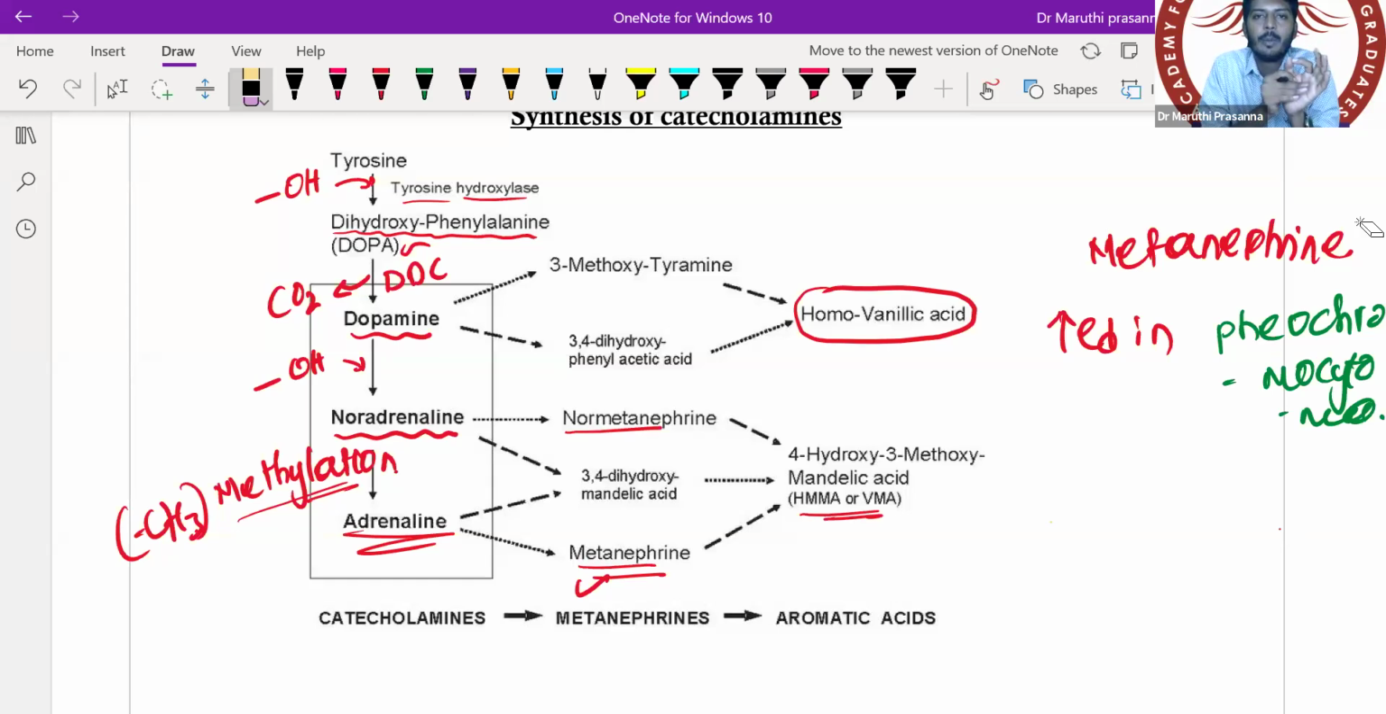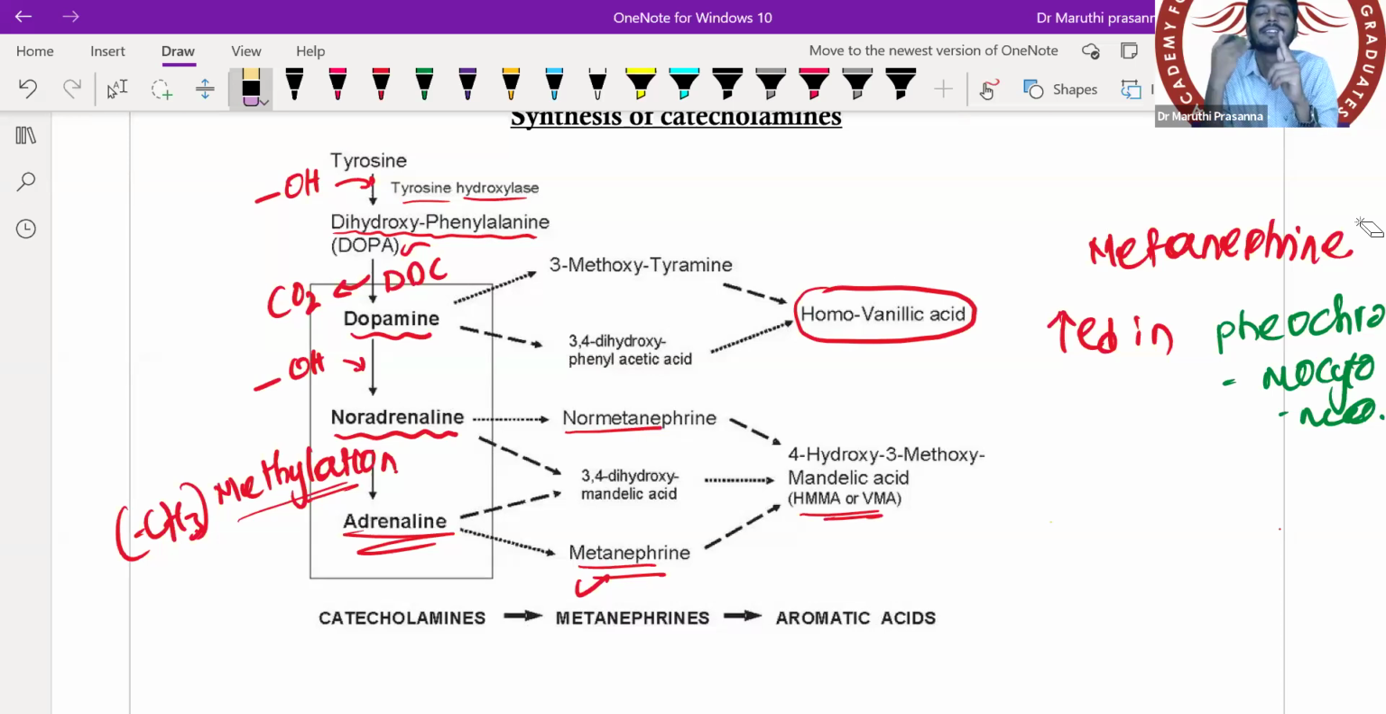Pheochromocytoma is a type of adenoma. Adenoma means it is a type of secretory tumor, it secretes something. What it will secrete is metanephrines. Oh, sorry, it will secrete adrenaline, an excessive amount of adrenaline. So that is the definition.